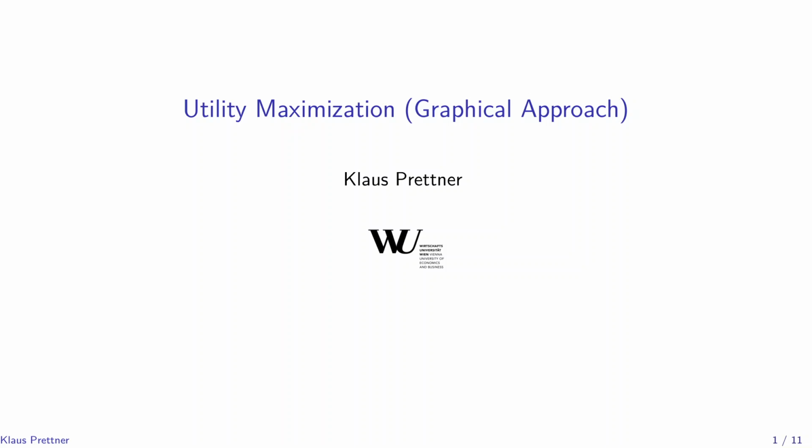In the last videos, we've described ways to represent the preferences of consumers, such as the utility function and indifference curves. And we have described the budget constraint that describes the feasible consumption bundles for the consumer. Now, in this chapter, we put the things together and describe utility maximization. In this chapter, the graphical approach, and later on we will discuss the mathematical approach and some examples.